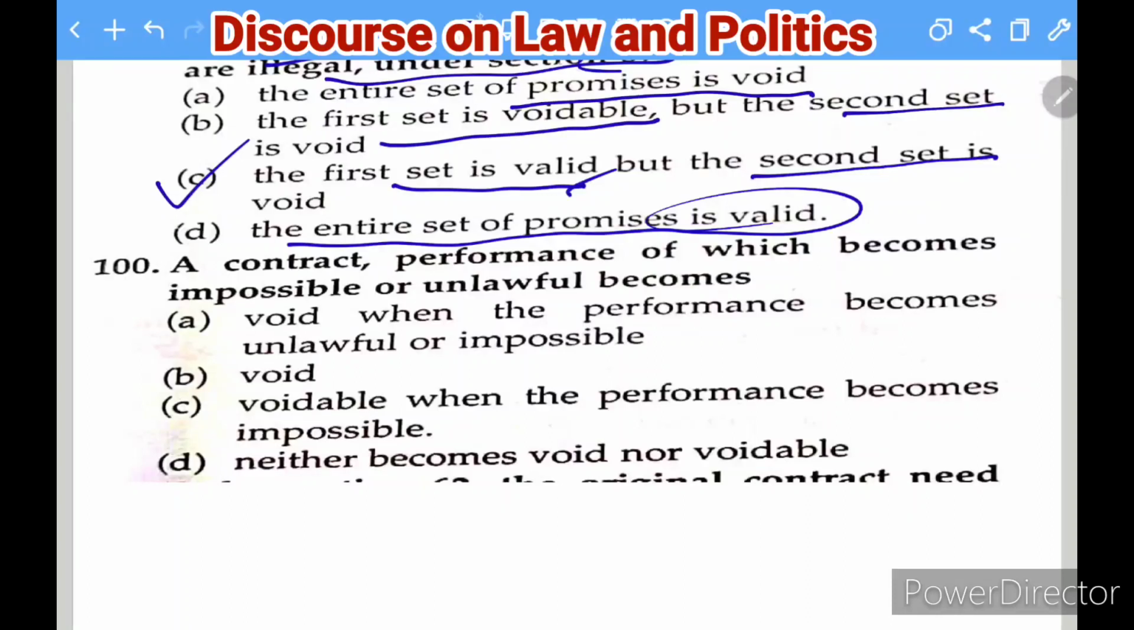The last question which we are going to take here, question number 100. A contract performance of which becomes impossible or unlawful becomes void when the performance becomes unlawful or impossible. Void, voidable when the performance becomes impossible. Neither becomes void nor voidable.